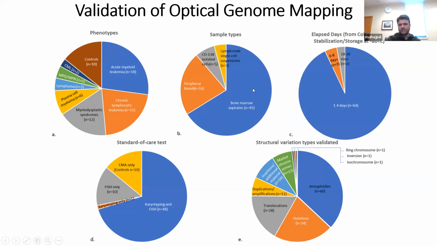We included the different sample types that we see in our lab, such as bone marrow aspirates, peripheral blood, CD138 isolated cells, and lymph node single cell suspensions. We did different stability studies, which I'll not go into. But most importantly, most of these samples were analyzed in the standard of care workflow with karyotyping and FISH. While we included different classes of SVs ranging from aneuploidies, deletion, duplication, translocations, isochromosomes, inversion, ring chromosomes to capture the plethora of structural variations that you'll see in these tumor types.